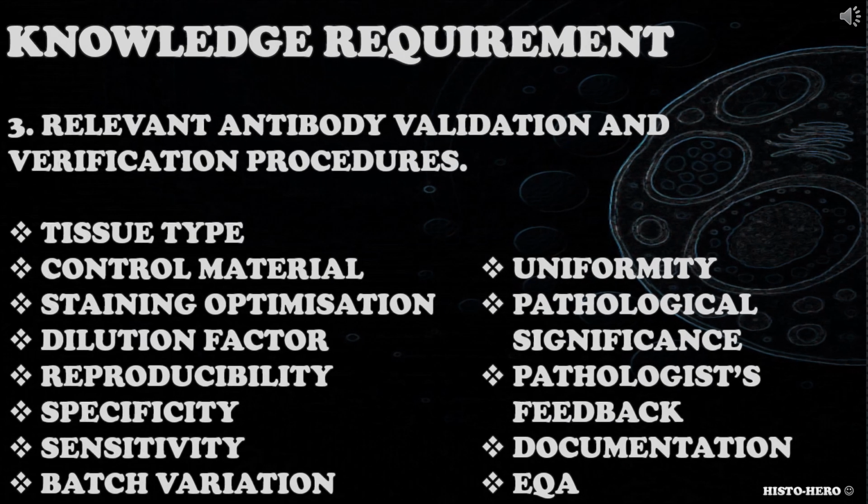The third knowledge requirement is for you to know the relevant antibody validation and verification procedures. What steps would you take to validate and verify new antibody? Consider tissue type expressing relevant markers, control material, staining optimization, dilution factor, staining reproducibility, specificity and sensitivity, possible batch variation, pathological significance, pathologist's feedback, relevant documentation and EQA schemes available.